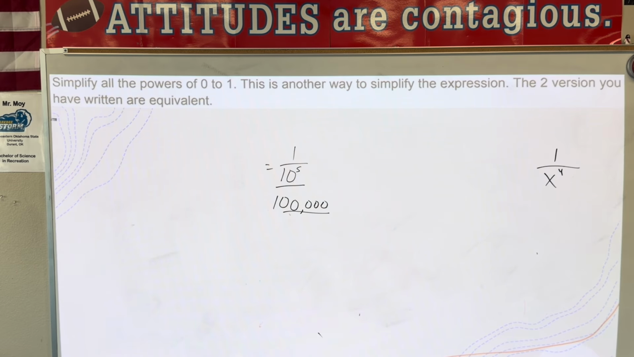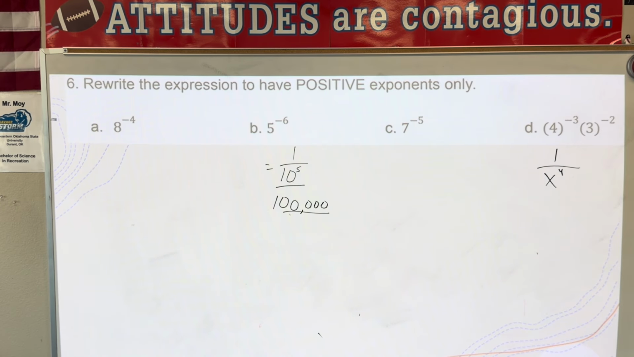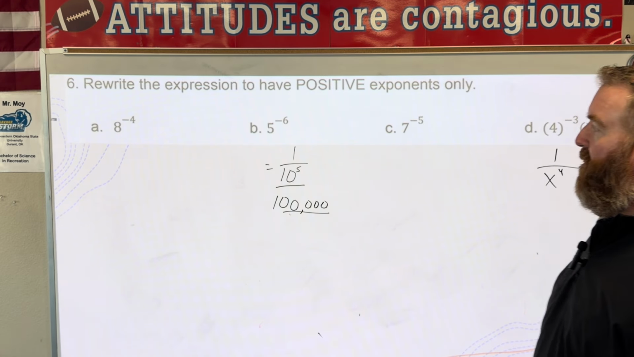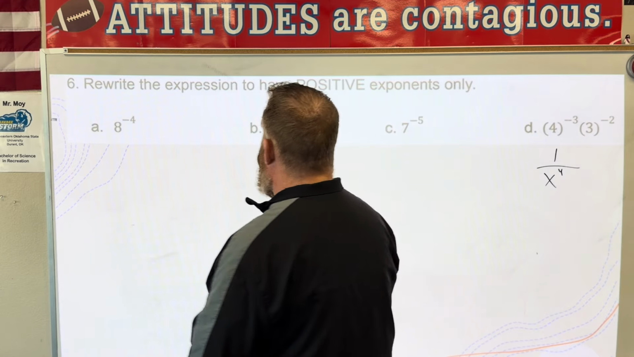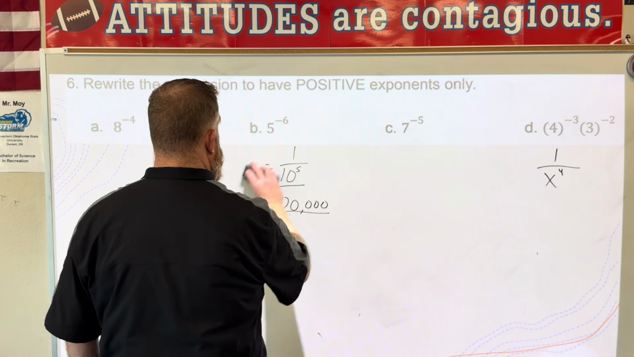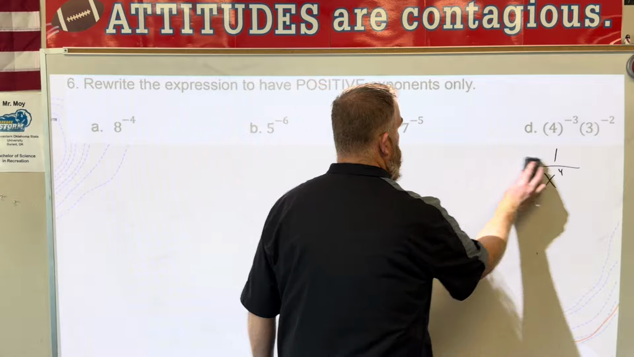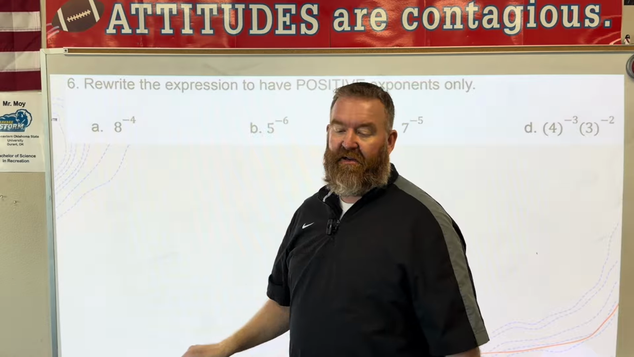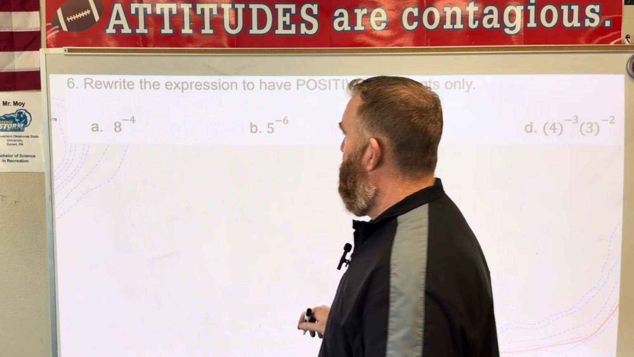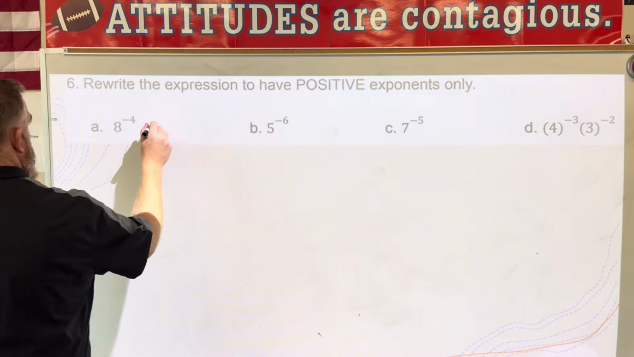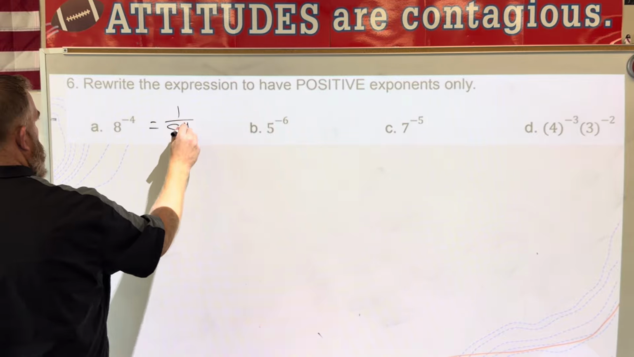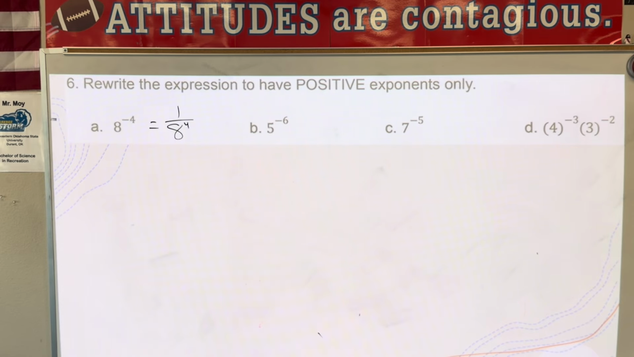All right, here we go. Let's go to this. What did I just tell you to do with the negative exponent? Rewrite the expression to have positive exponents only. So what did I tell you you had to do? Flip them. So what would A be? 1 over 8 to the fourth power. Done. You just flip it over and you're done. Literally, that's how easy that is.